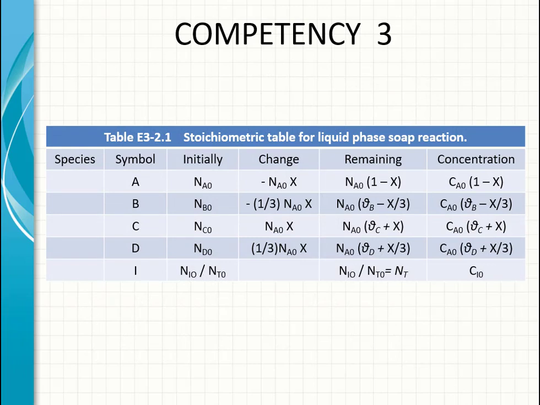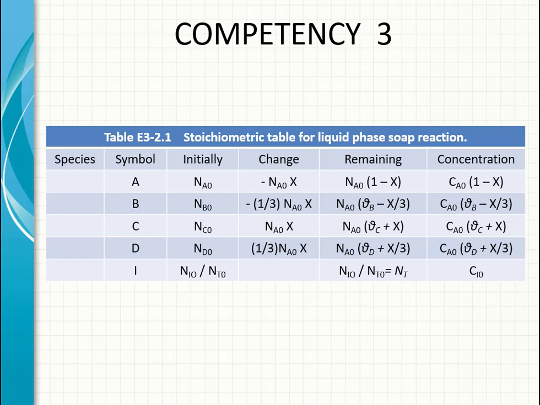So here we have the stoichiometric table for this liquid phase saponification reaction. In the second column, we have the symbols A, B, C, D, and I, the inert. Initially, of A we will have Na0, of B we will have Nb0, of C we will have Nc0, and of D, Nd0. And the total, and the inert initially is equal to the inert at the end.